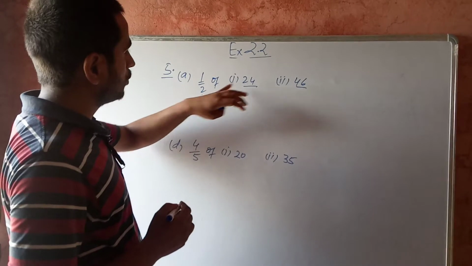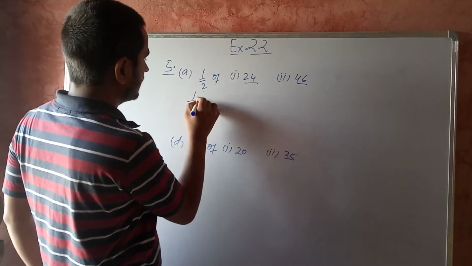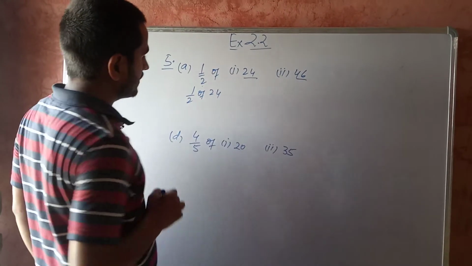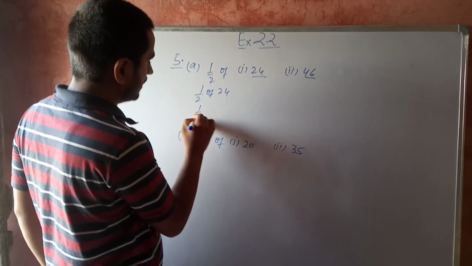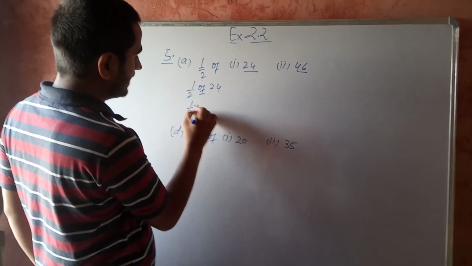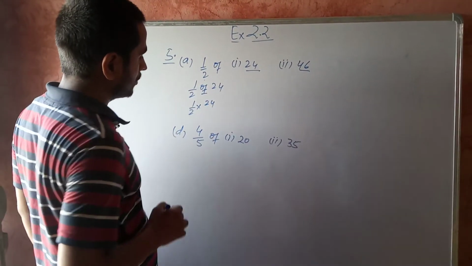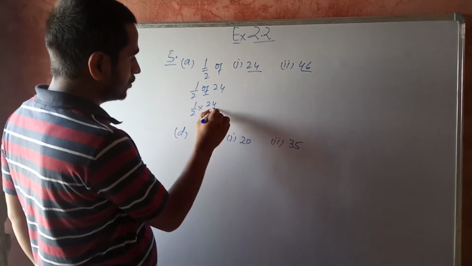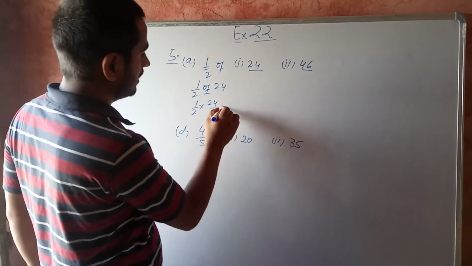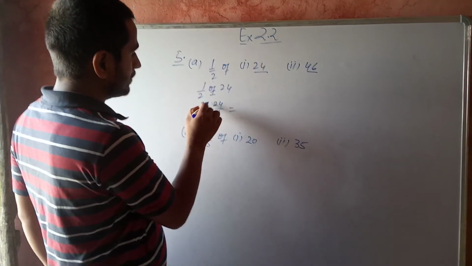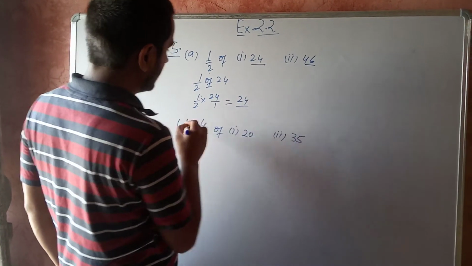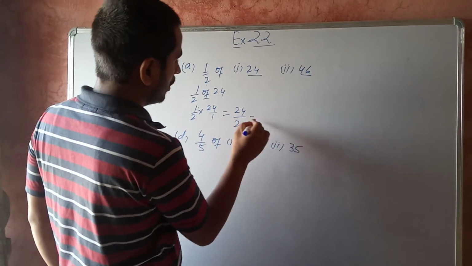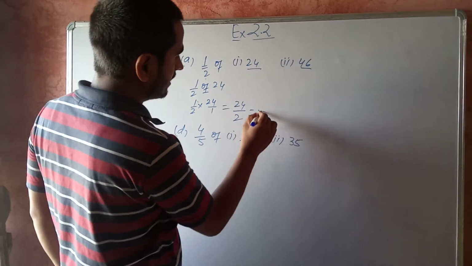1 by 2 of 24. So I write here 1 by 2 of 24. The meaning of "of" is multiplied. So I write here 1 by 2, in place of "of" I write here multiplied, 24. Okay, we can write this 24 as 24 by 1. What I said, we will multiply the numerator with numerator. So 1 into 24, that is 24 by 2 into 1, 2. On dividing 24 by 2, we get 12.